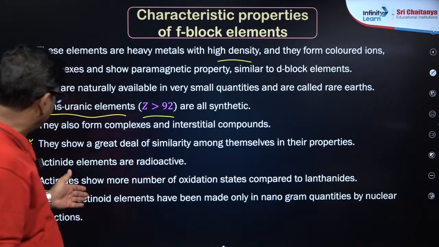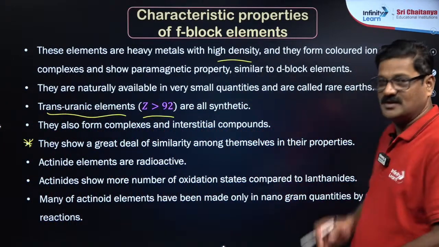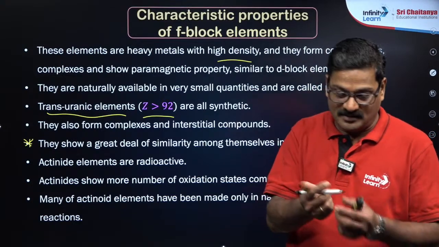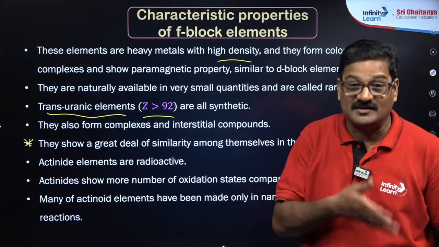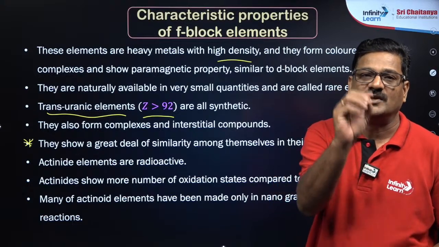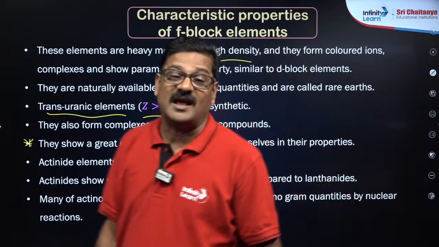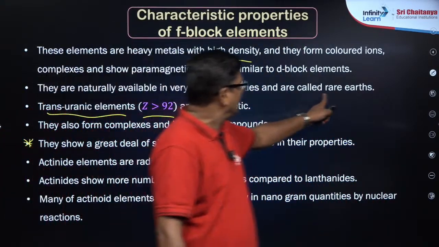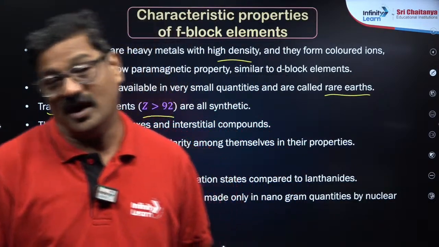Okay, so many of the actinoid elements have been made only in nanogram quantities by nuclear reactions. If you take hundreds of tons, you take pitchblende, you take 100 lorries of the element in the nuclear reactor purification plant, you will be getting this much pure uranium. So nanograms or picograms, इतना कम availability है. Naturally they are called rare earths. Okay, they are called rare earth because in the earth crust these elements abundancy बहुत कम है.